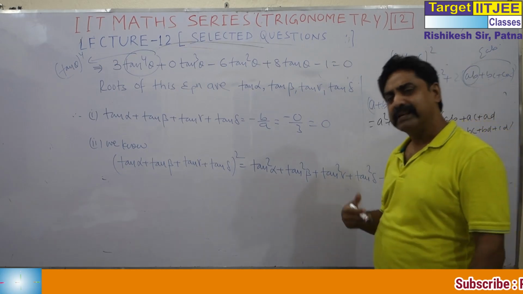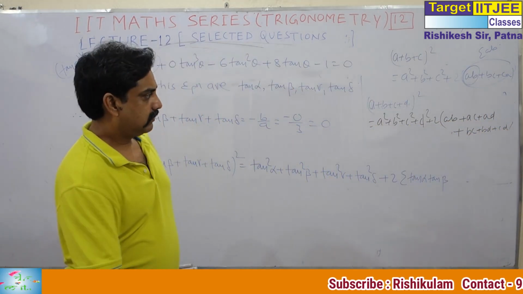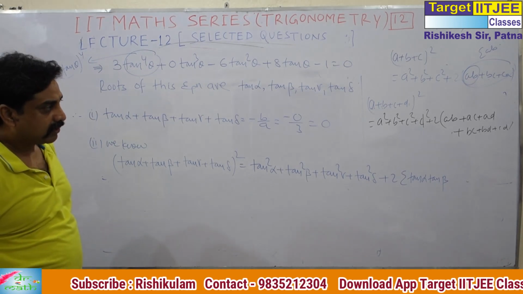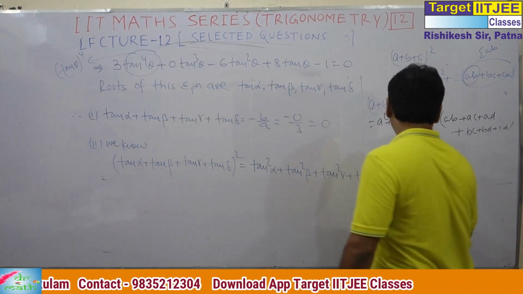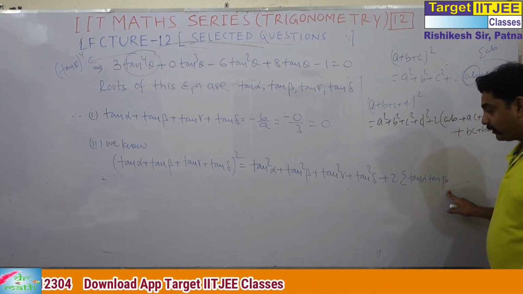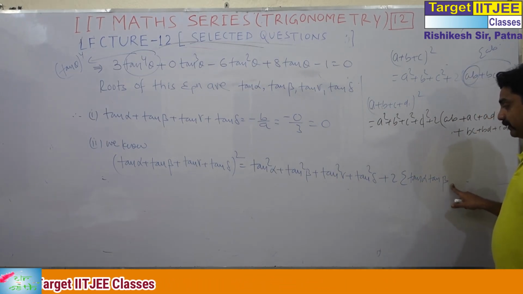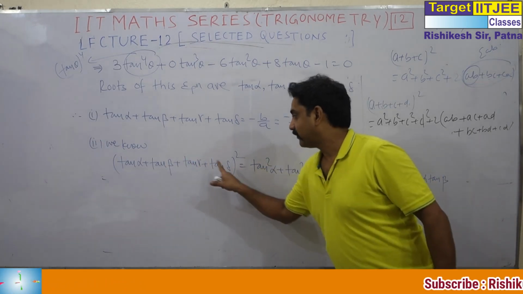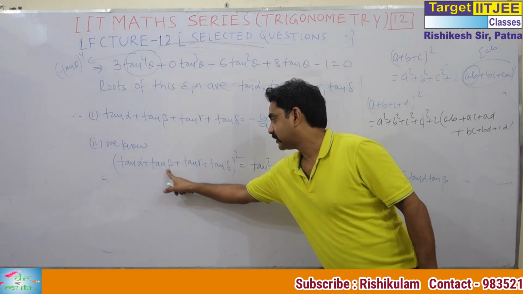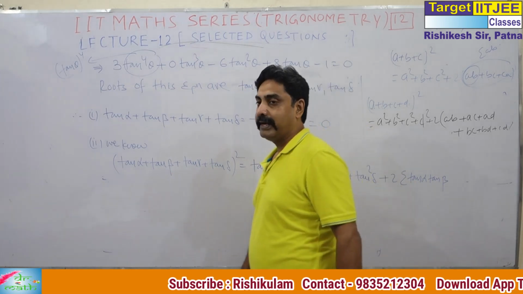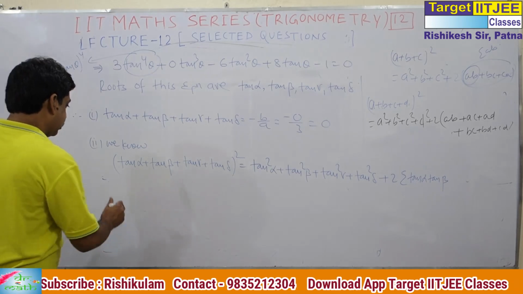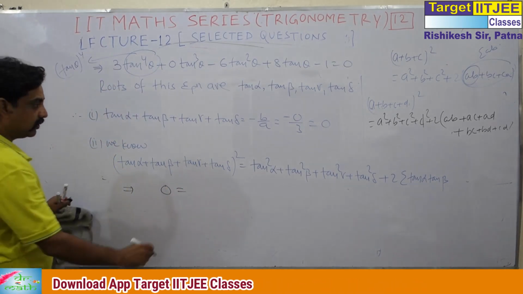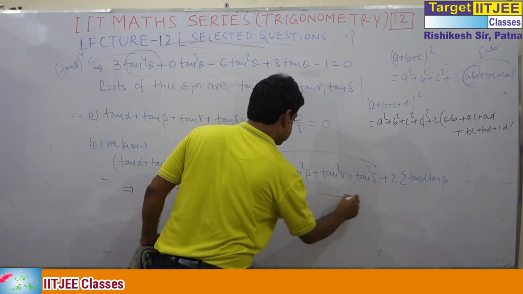You can do it for 5, 6, 7 number of terms. So in short we write it as 2 sigma alpha beta. Get it? 2 sigma tan alpha tan beta means tan alpha into tan beta plus tan alpha into tan gamma plus tan alpha into tan delta plus tan beta into tan gamma plus tan beta into tan delta plus tan gamma into tan delta. Now see, I hope you get it. This is 0. This we have to find.